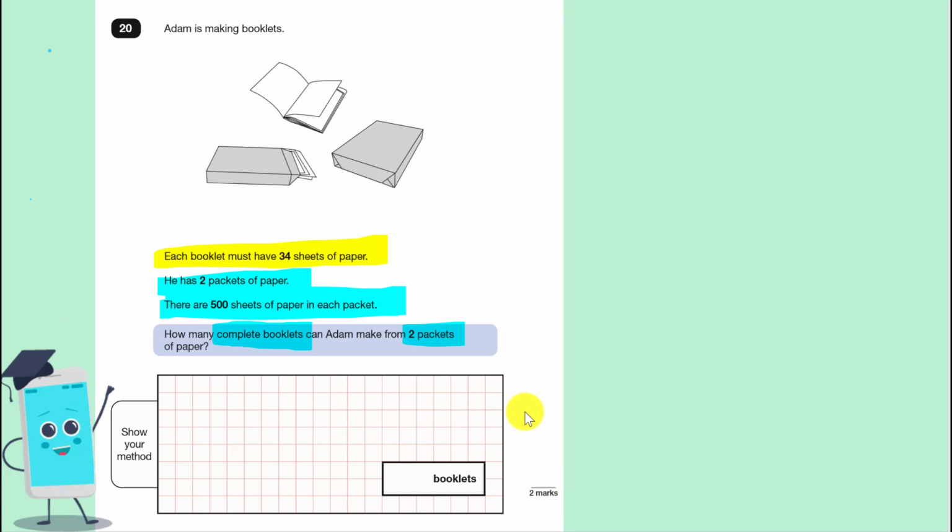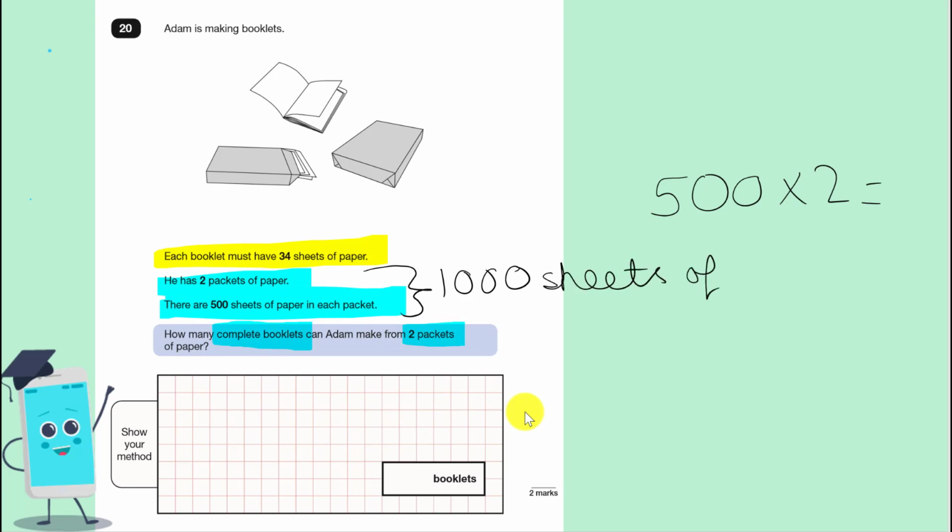My 2 packets of paper, 500 sheets of paper in each packet. I know I'm going to have to do 500 times 2. So I know that this is going to be 1,000 sheets of paper. I've got 1,000 sheets of paper.